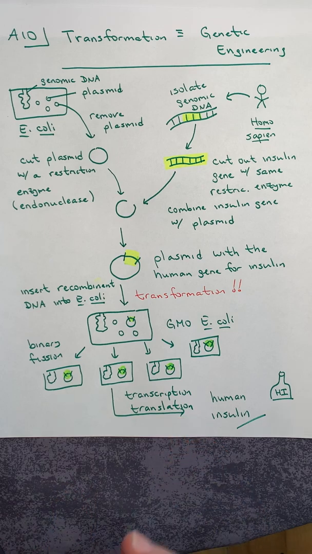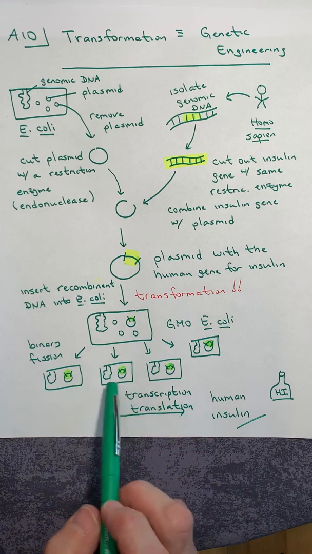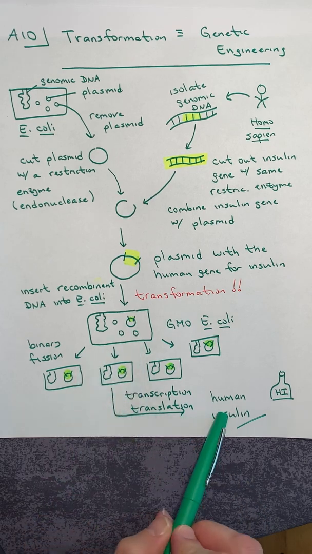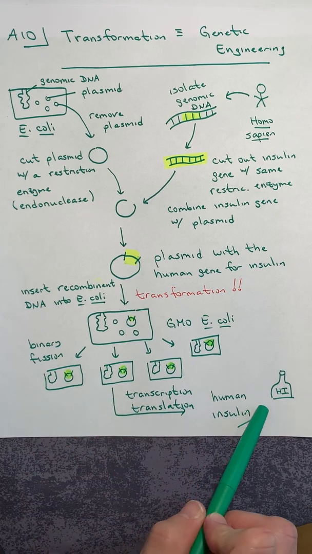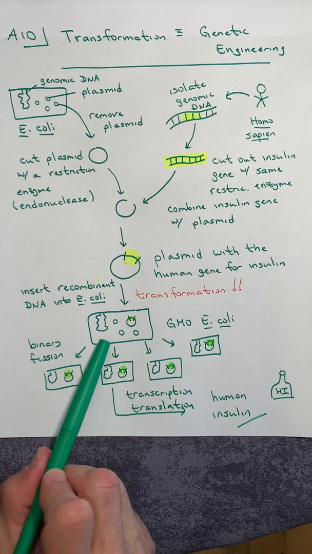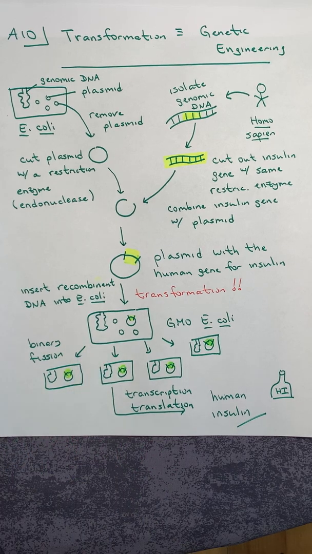You then get swimming pools full of this bacteria that produce tremendous amounts of human insulin. And this is how Mrs. Maines injects human insulin that was originally made by a GMO E. coli. So that should help you with gene transfer in application number 10.